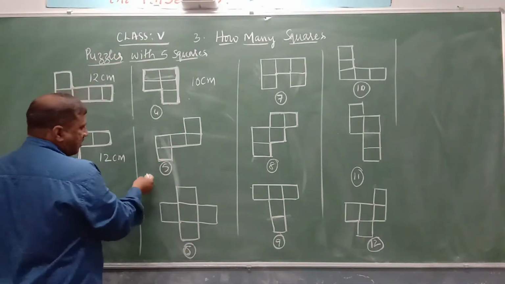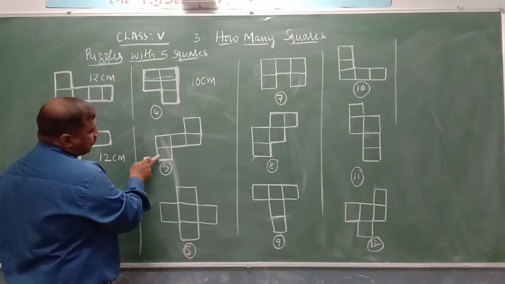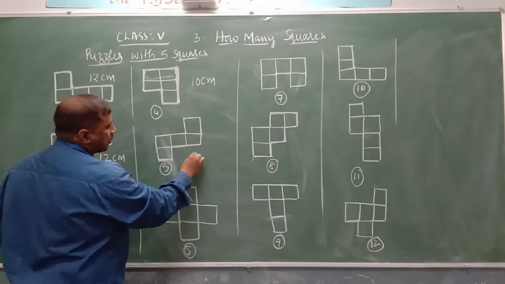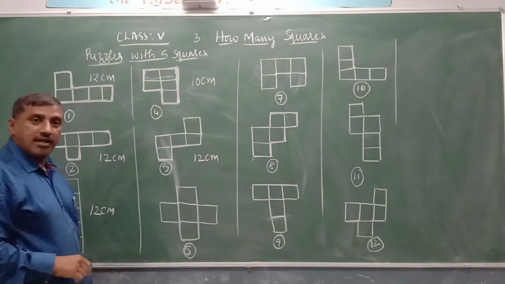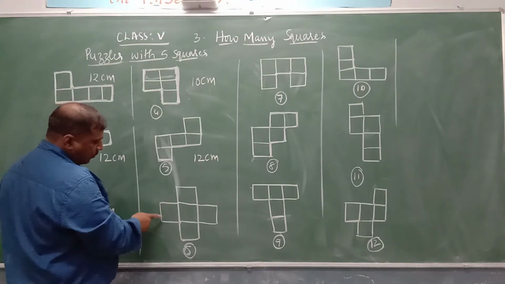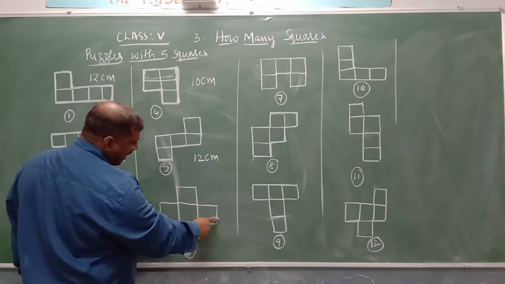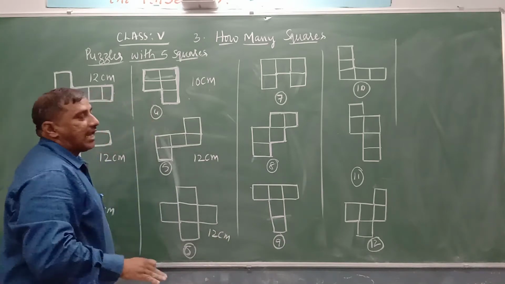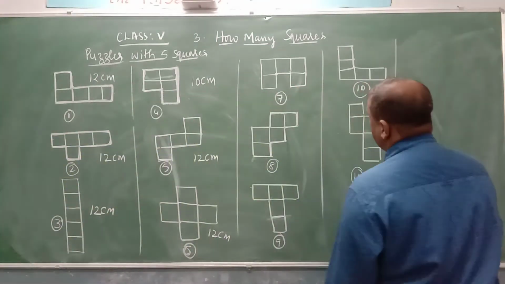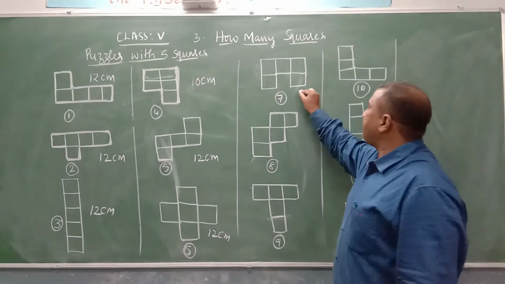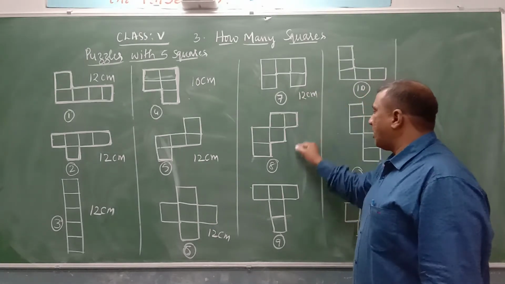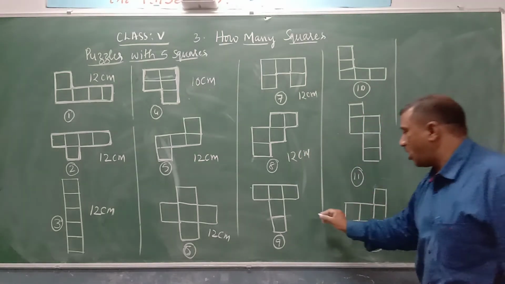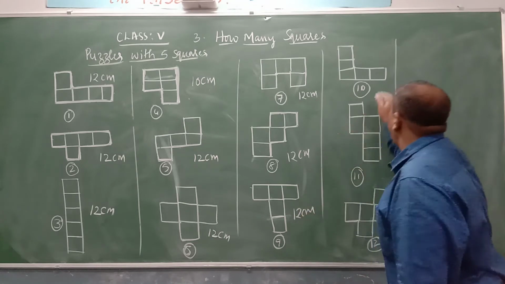Now try the next one, shape 5. 1, 2, 3, 4, 5, 6, 7, 8, 9, 10, 11, 12. So this is again 12 centimeters. Then shape 6. 1, 2, 3, 4, 5, 6, 7, 8, 9, 10, 11, 12. So this is also 12 centimeters. If you find the perimeter of the remaining 6 shapes also, we will get 12 centimeters. All these shapes also have 12 centimeters as their perimeter.